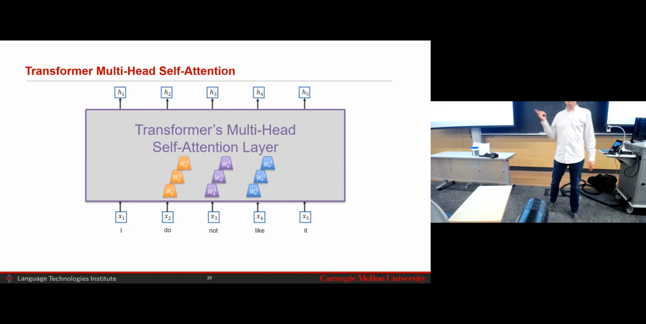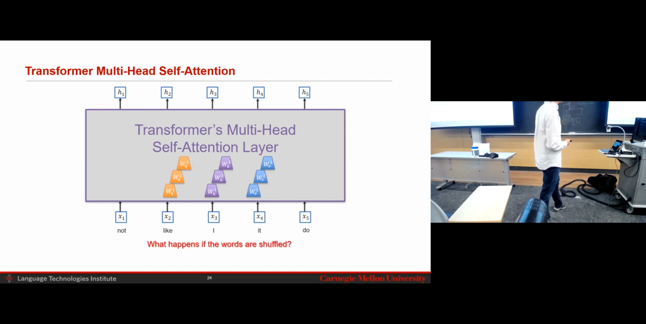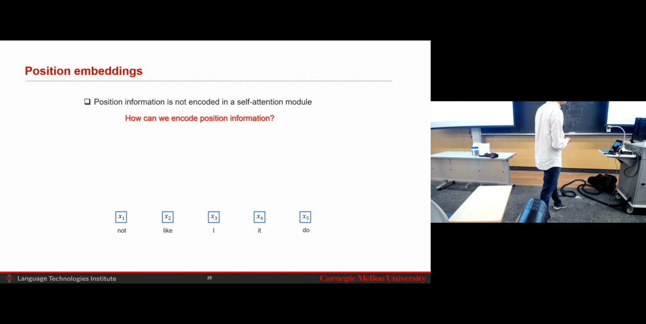This is somewhat important because up to now, if I reshuffle the words, nothing changes. Literally nothing, okay? Because if the word "like" was the first one and the word "not" was the last one, there would not be any difference in the current implementation I showed you. So they had to solve this, and that's the position embedding, exactly. Because if I reshuffle, it's exactly the same.